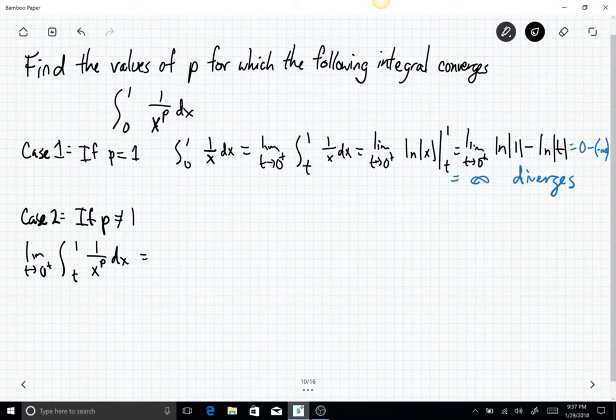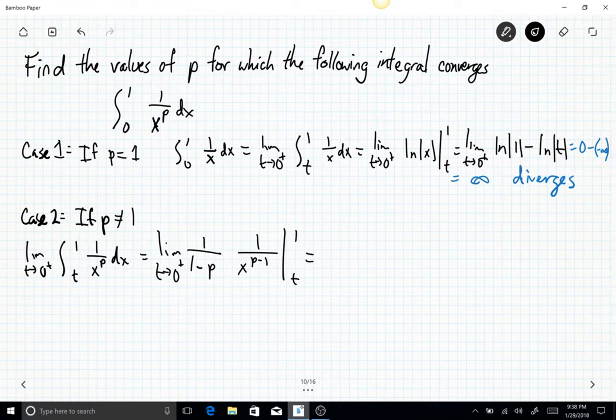That equals 1 over 1 minus p, and 1 over x to the p minus 1. I'm going to rewrite that in a certain form this time. Evaluated at t and 1. Okay?